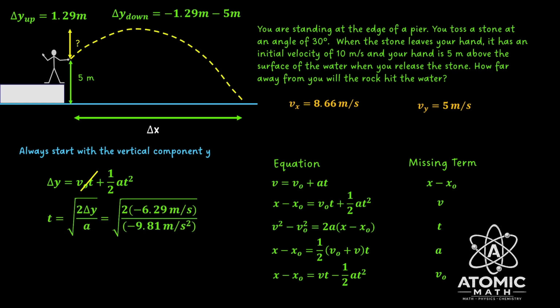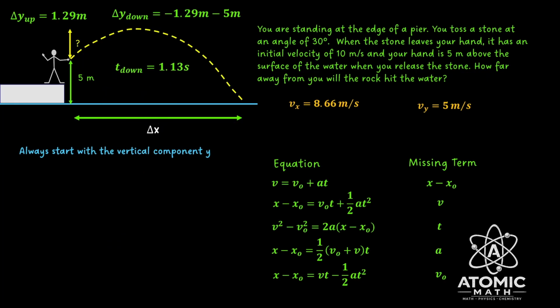So we'll just have 2 times delta y over the gravity, and then we'll square root that. So we're going to get 1.13 seconds. Now that is just the time for the rock to come from the top of the arch down to the water. We have to also include the time it took to go up.